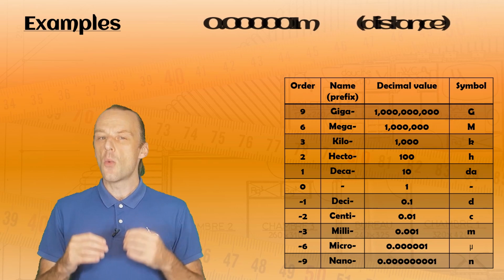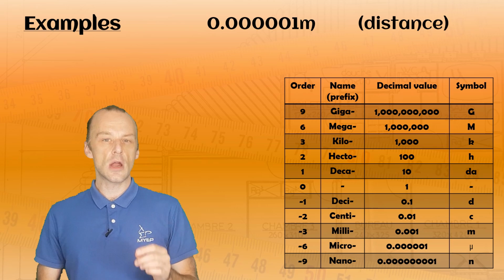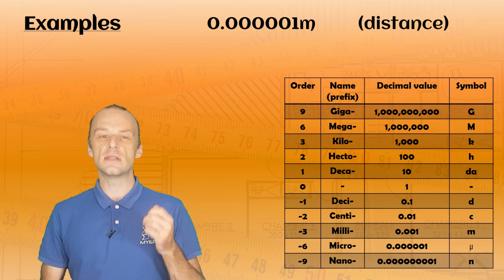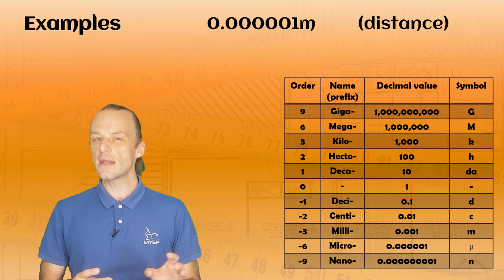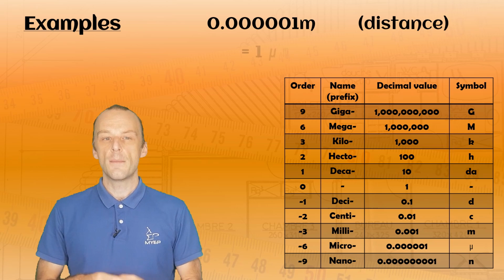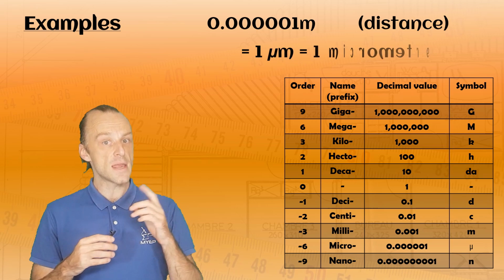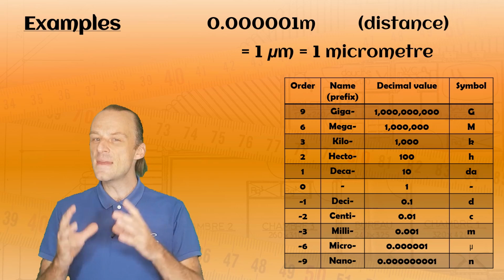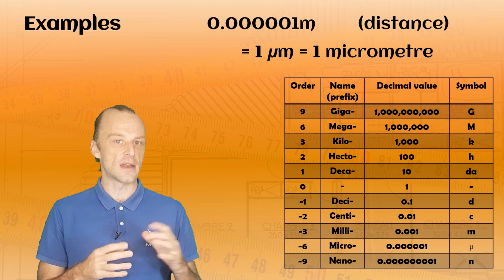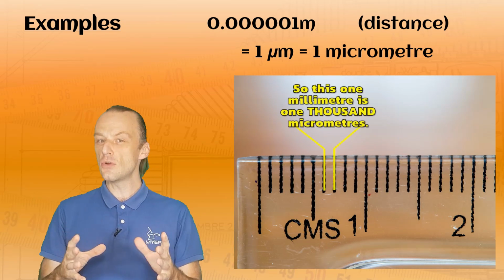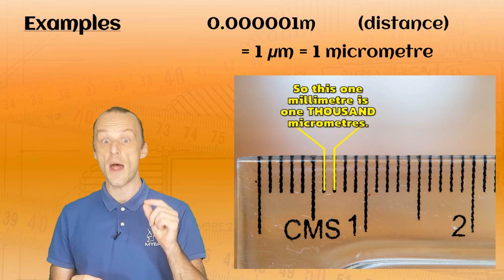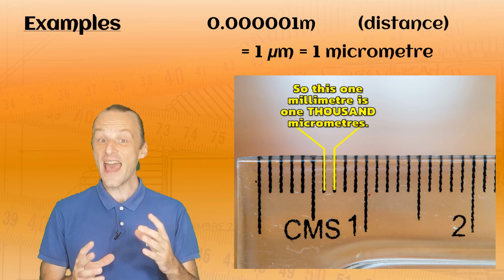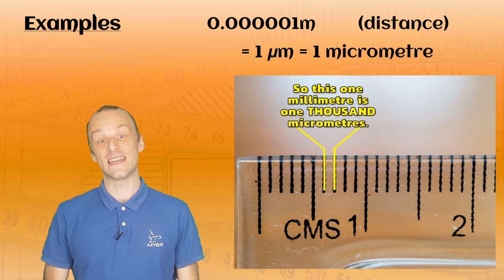And finally, what about this one? 0.000001 meters of distance. This one is a little bit harder, but in fact this is 1 micrometer. It is 1,000,000 times smaller than a meter. Imagine that you look at 1 millimeter on your ruler and you divide that into 1,000 pieces. That's how small the micrometer is.